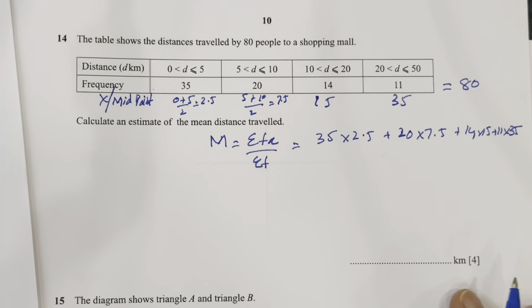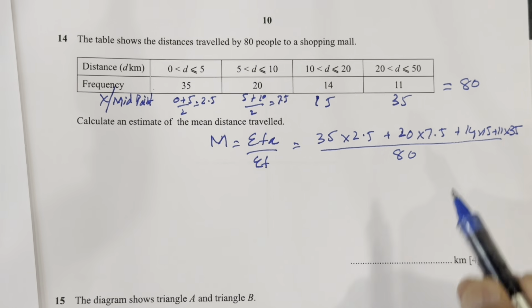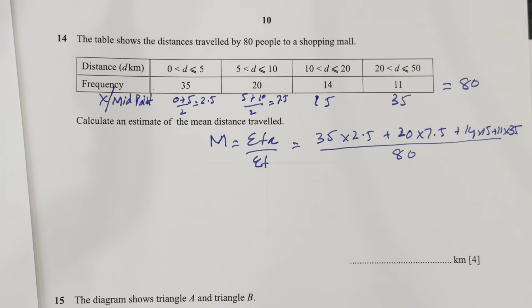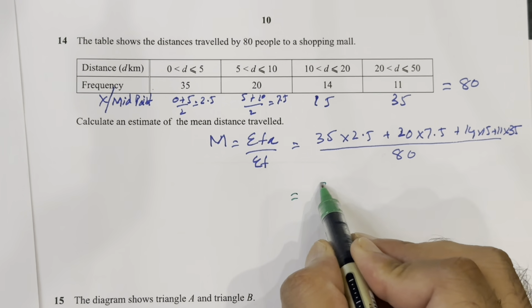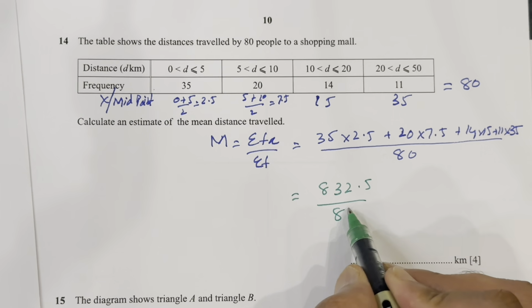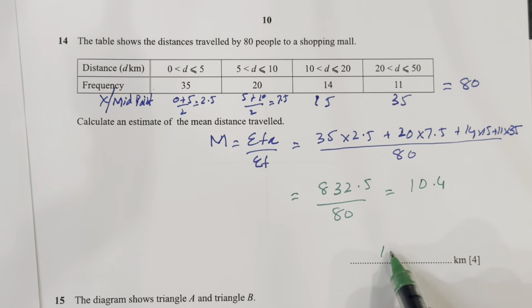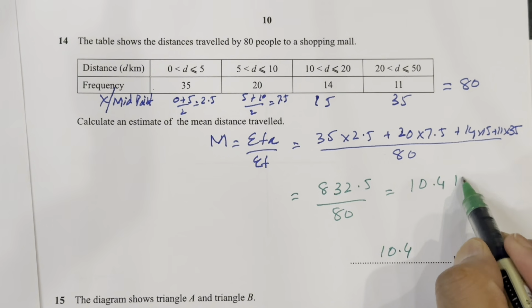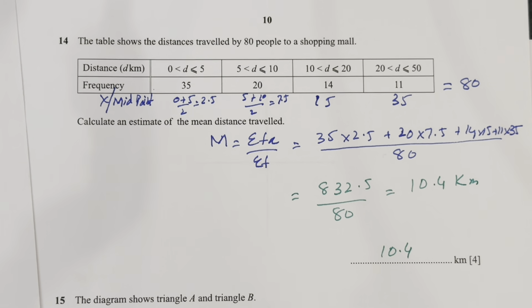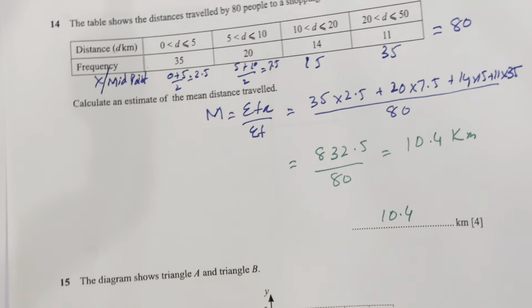Okay, and the value of total frequency is 80. After calculating this value, the answer would be 832.5 divided by 80, which is 10.4 kilometers. So this is how we have calculated the estimation of the mean distance traveled.